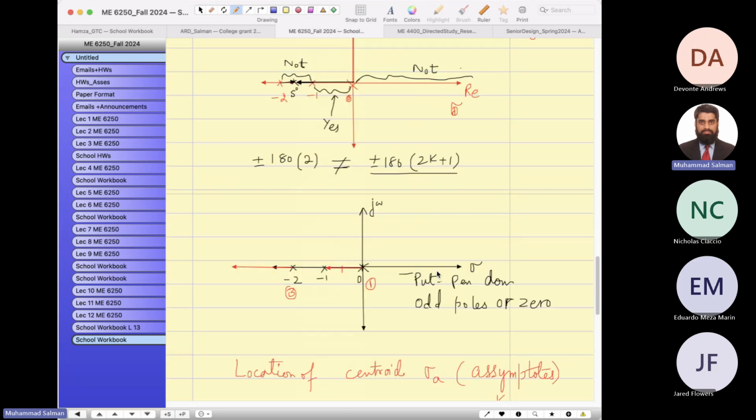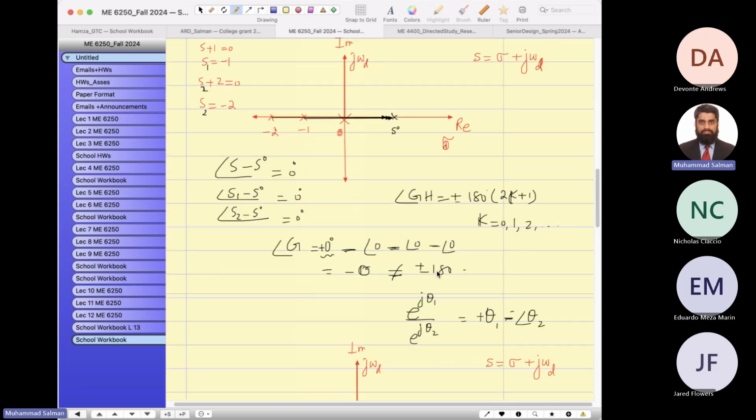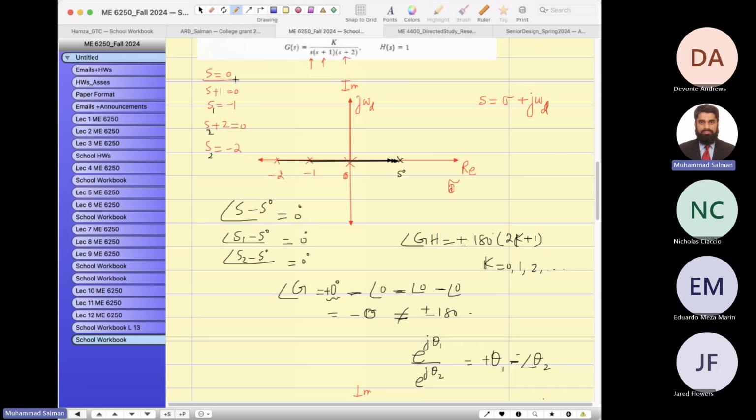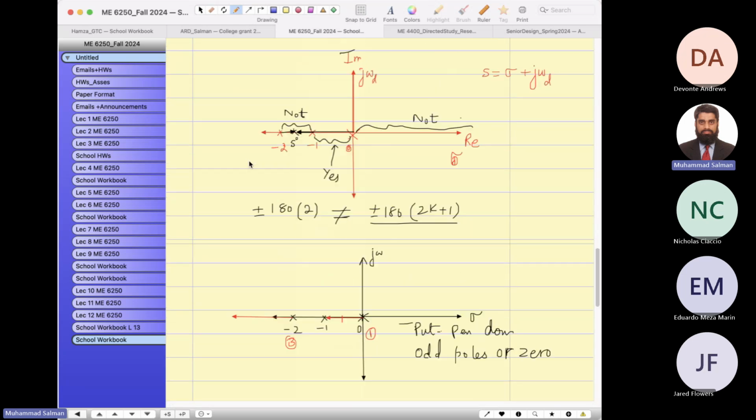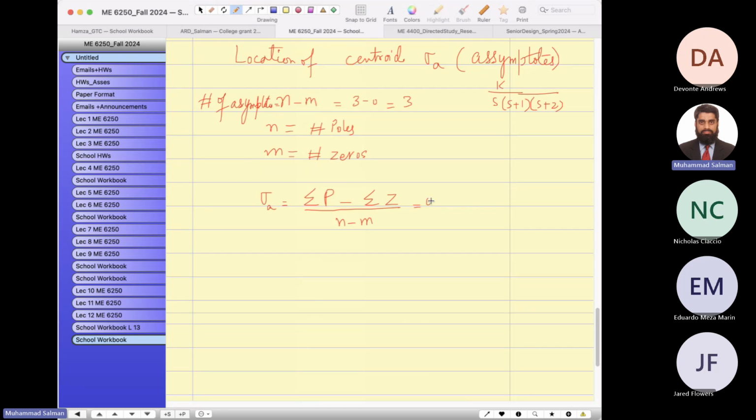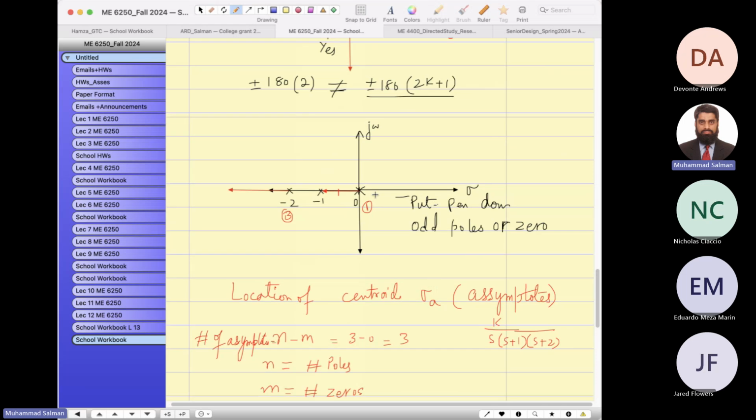So how many poles? Look here. There are three poles: one is 0, the other one is -1, the third one is -2. So I'm going to add all these three poles: 0, -1, -2, minus the zeros, which are 0. Divide by n minus m, which is 3. So -3/3 is equal to -1. It means our centroid is located right over here.